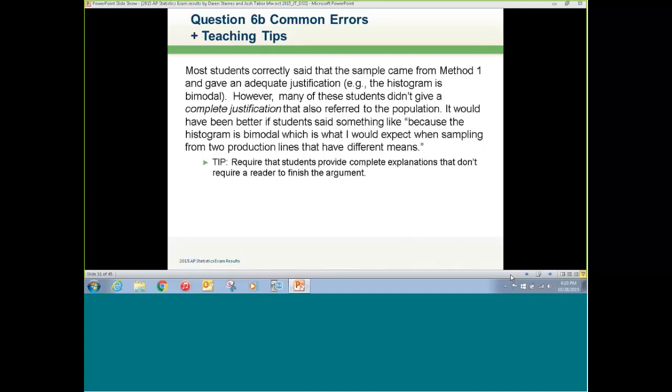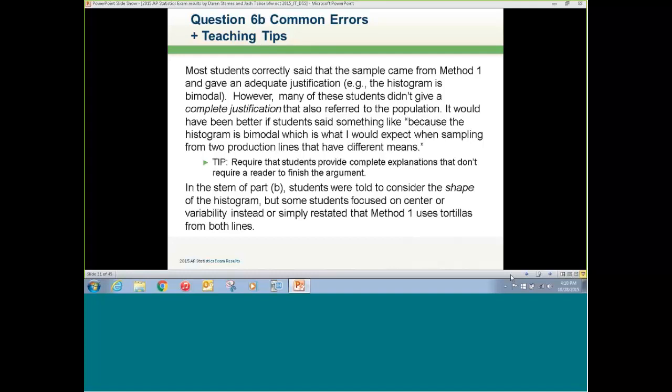So the same tip as before, require that students provide complete explanations that don't require a reader to finish the argument. And in the stem of Part B, students were told to consider the shape of the histogram, but some students focused on center or variability instead, or simply restated that method 1 uses tortillas from both lines. So the tip here, do what the question asks. And it seems like a pretty obvious tip, but it's one that you could often repeat with your students and it would be very productive. Do what the question asks.